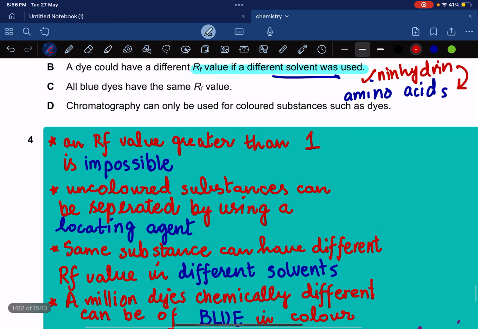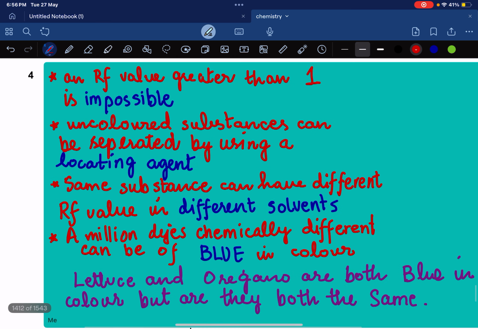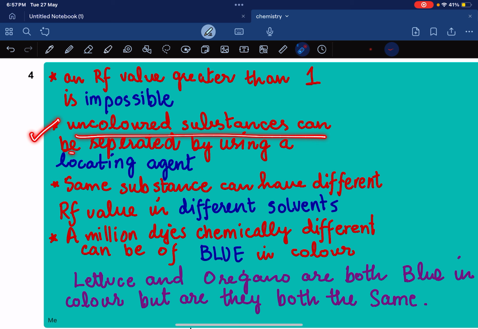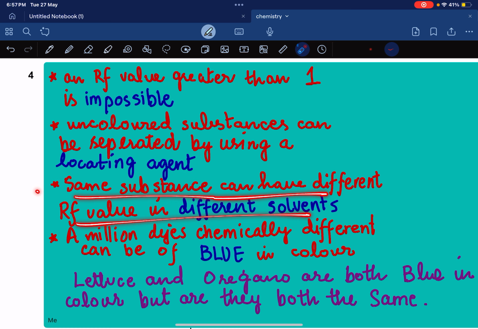So the key concepts in this question, which I felt were challenging: first, an RF value greater than 1 is impossible. You cannot have an RF value greater than 1. The second key concept: uncolored substances can be separated using a locating agent. So if the substance is not colored, that does not matter; you can use a locating agent. The third point to be noticed was that the same substance can have different RF values in different solvents. The solvent does play a difference. If you have the same substance in different solvents, it's going to have a different RF value.